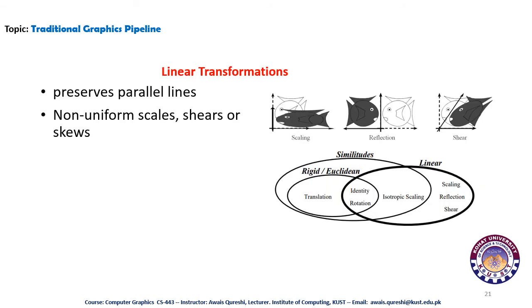What is linear transformation? Linear transformation is a transformation in which we preserve the parallel lines. And there is a concept of scaling and reflection and shear in linear transformations. These are the concepts in linear algebra. Non-uniform scales, shears or skews, and this is called scaling. We have scaled it, the object is scaled, zoom in, zoom out, and this is called reflection. Same object but different mirrors, and this is called the shear concept. So these are all linear transformations.